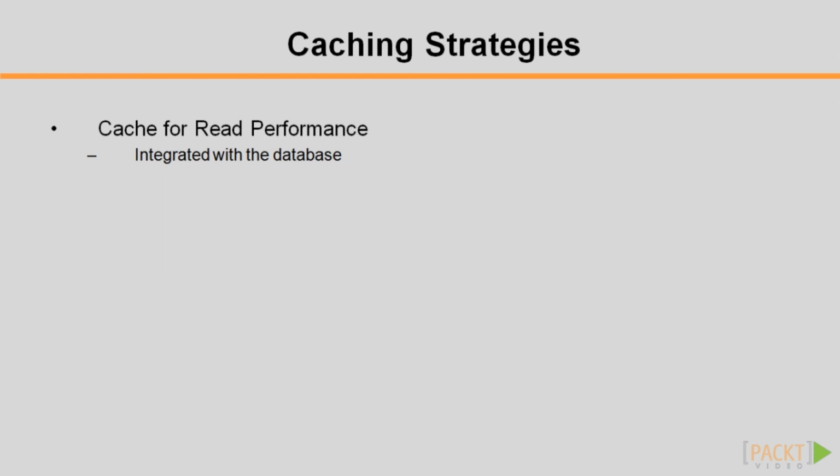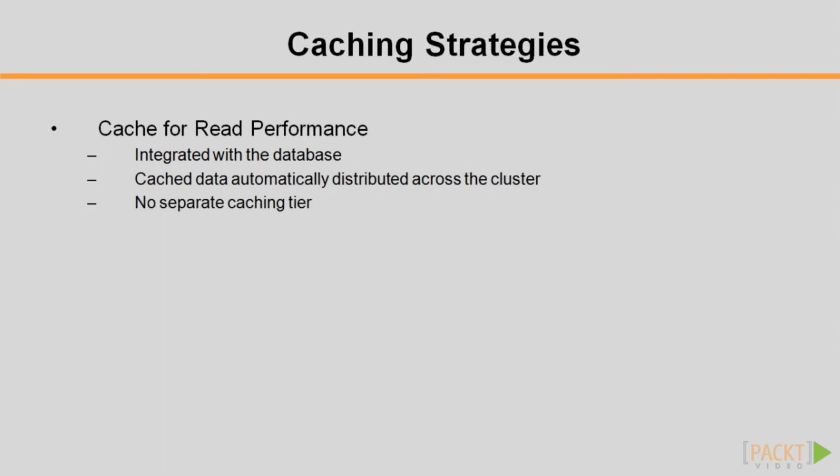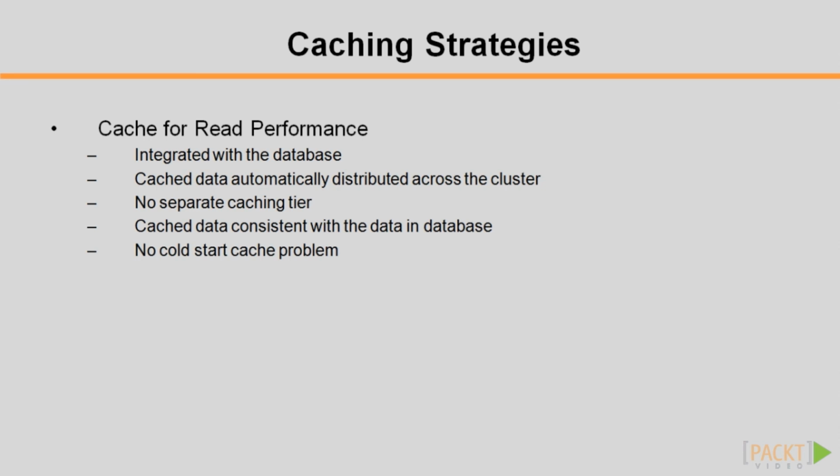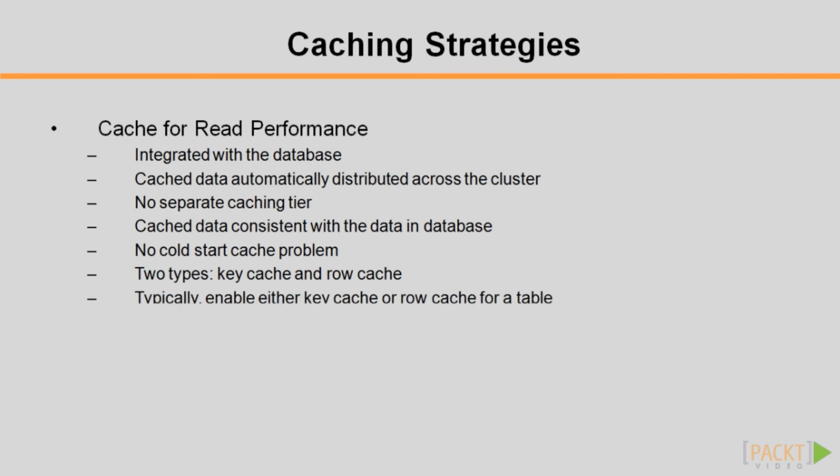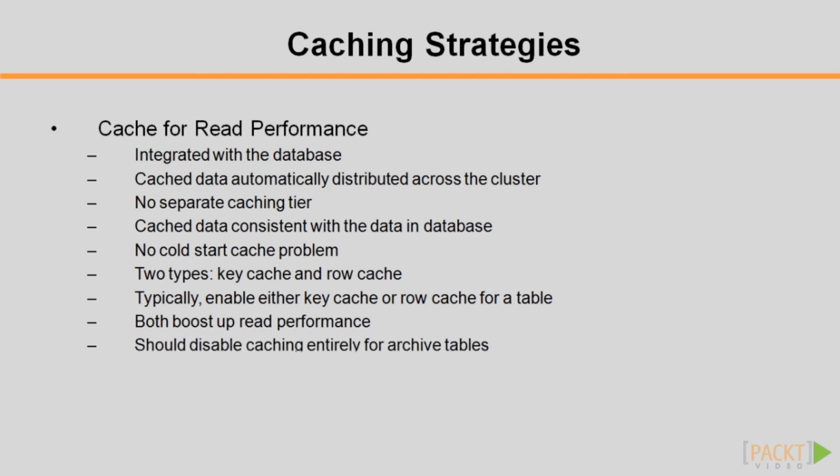It's integrated with the database in each node and is automatically distributed across the cluster, so no separate caching layer is required. The main advantage is that the cached data is consistent with the on-disk data in database. It also avoids the cold start cache problem. Cassandra provides key cache and row cache for data retrieval. Although both of them can improve read performance, either one is enabled for a table in most cases. An exception is archive table, for which the caches should be disabled entirely.